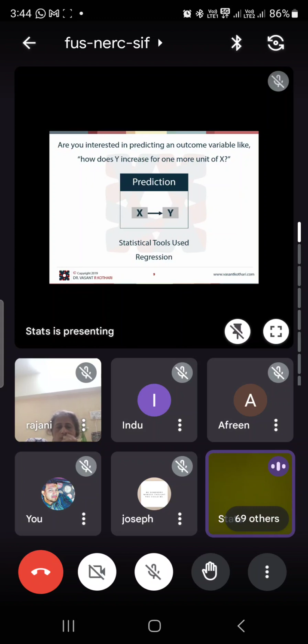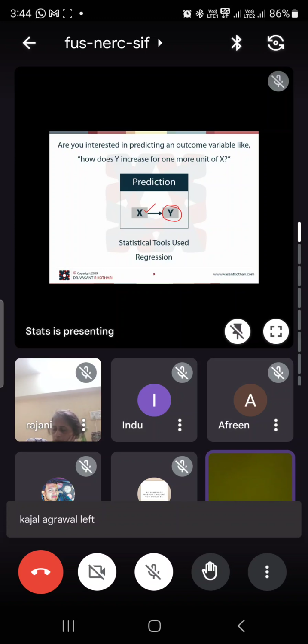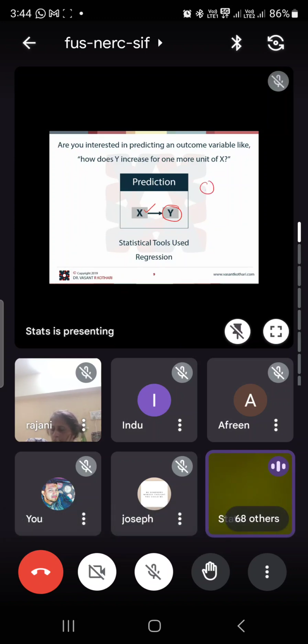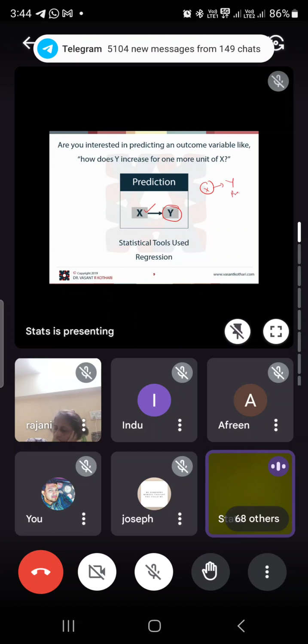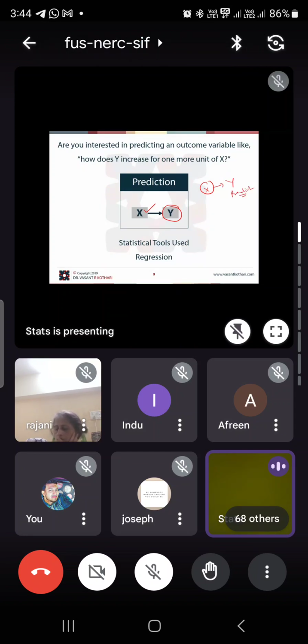Okay. And number 3 is prediction. If X and Y are related, then I can predict the Y based on the X. This is a prediction. Okay. So prediction means seeing the future. We are trying to predict what will happen in the future with the variable. So when X and Y are related, if we know the X, then we can easily predict the Y. This is a prediction. Okay. And the tool we are using here is regression.